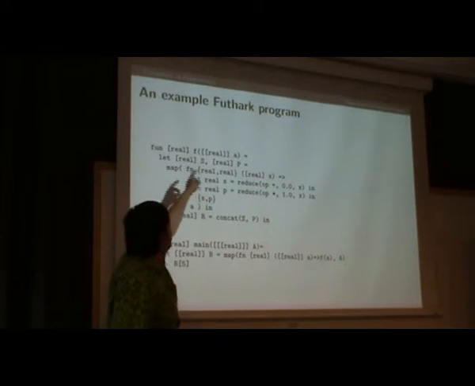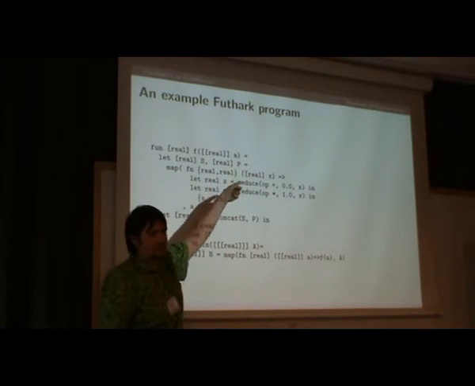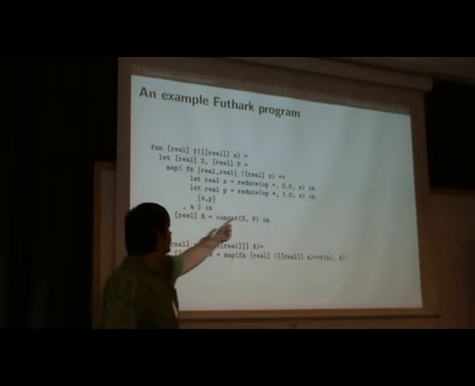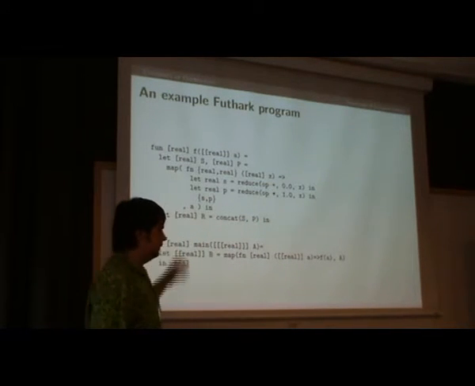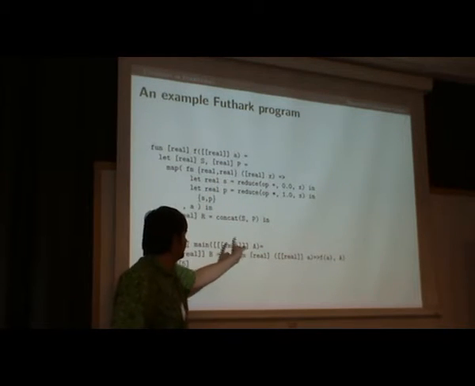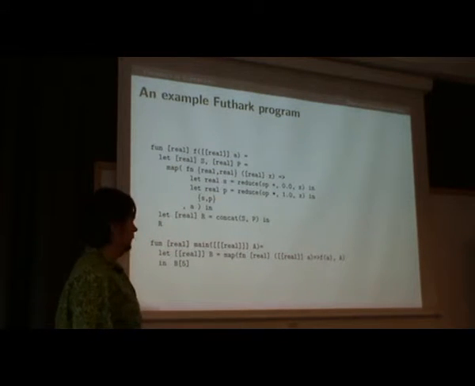And because this map function returns a tuple, the result of the map is two arrays, because again we have tuples of arrays, not arrays of tuples, so it has to do that. And then the two arrays are concatenated and returned. And the main function just maps that f across the three-dimensional input array. So that's what it looks like.